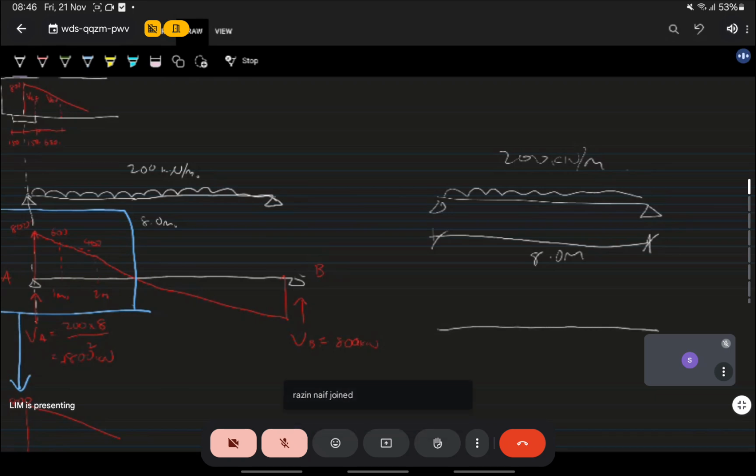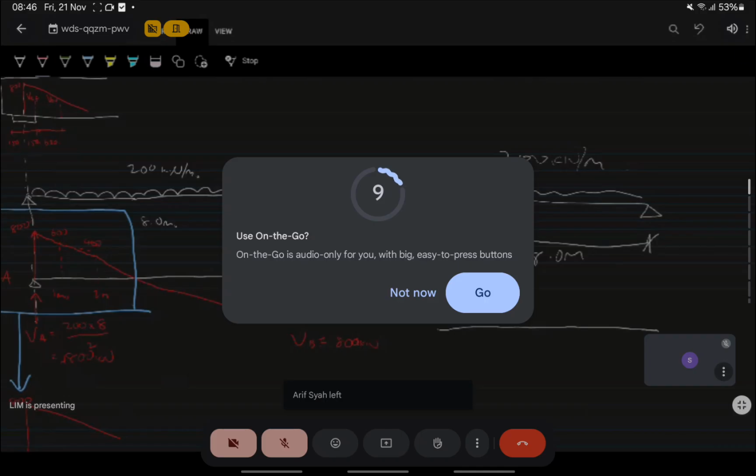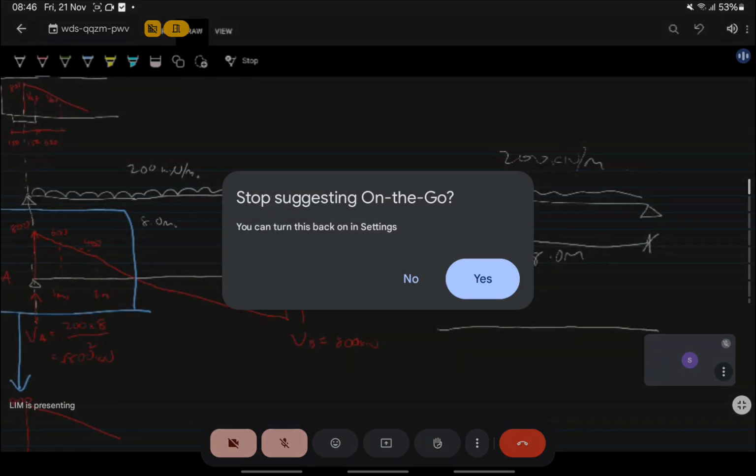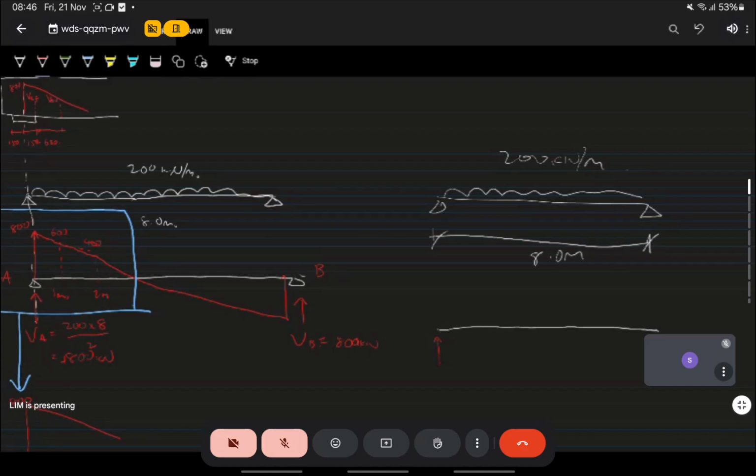So how do you draw the shear force diagram? Well, first, if you go back to your theory of structures, you have to calculate the reactions VA and VB. Assuming this is A, this is B. So how do you calculate VA, VB? You go back to your theory of structures.